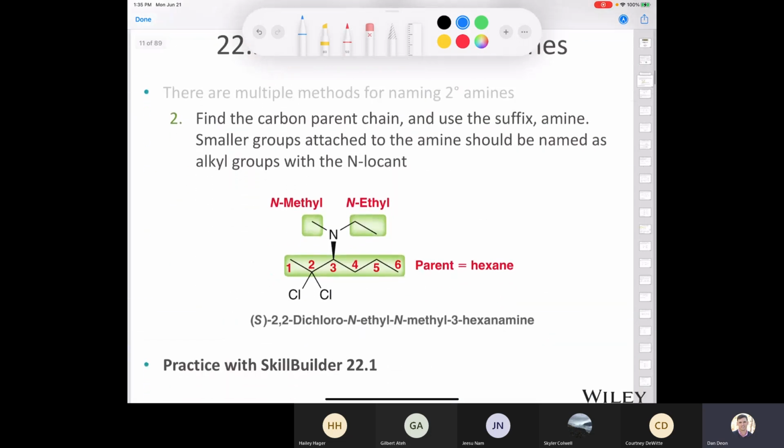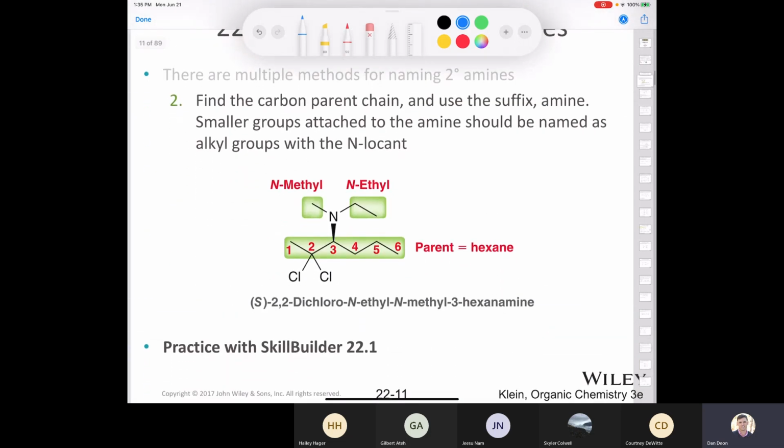Yeah, so that finishes that. Now, if you have something that's more complicated, you want to find the carbon parent chain, use the suffix amine, just like we saw a few slides ago. And then the smaller groups that are attached to the amine can be named with an N locant. So here we have a methyl group on the nitrogen, so we call it an N-methyl. The N is usually italicized.